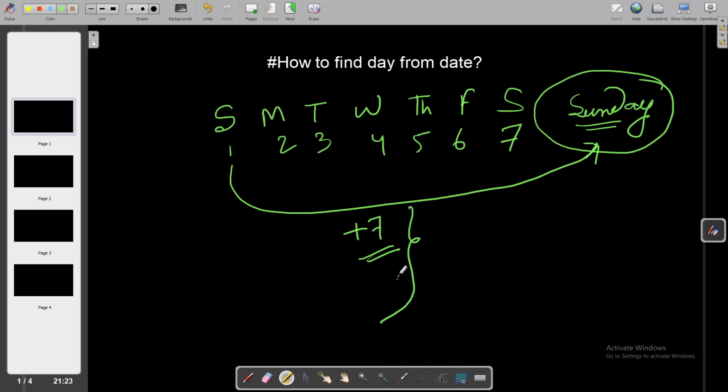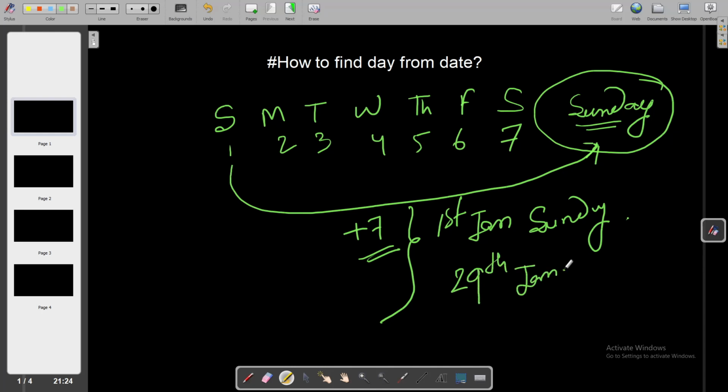In this way, by this rule, suppose today is 1st January, Sunday, and we have to find out 29th January. Which day? 1st January is Sunday, and 29th January, which day?